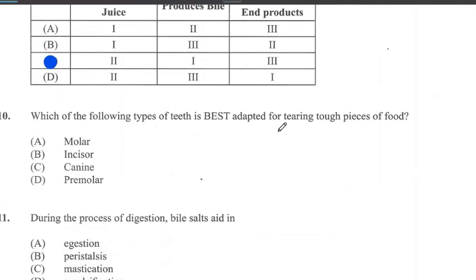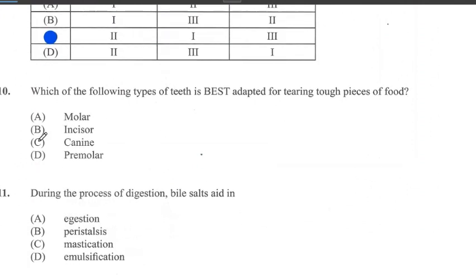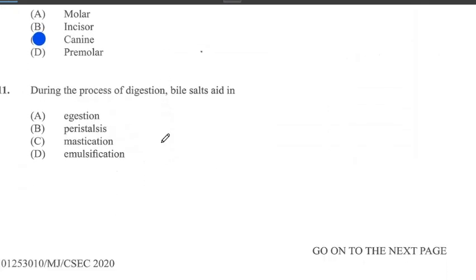Which of the following types of teeth is best adapted for tearing tough pieces of food? That would be the canine. The canine is the sharpest part of the teeth. It's actually used to tear meat. It's used to tear very difficult things to tear, like meat, basically those things that we consider to be hard to tear.